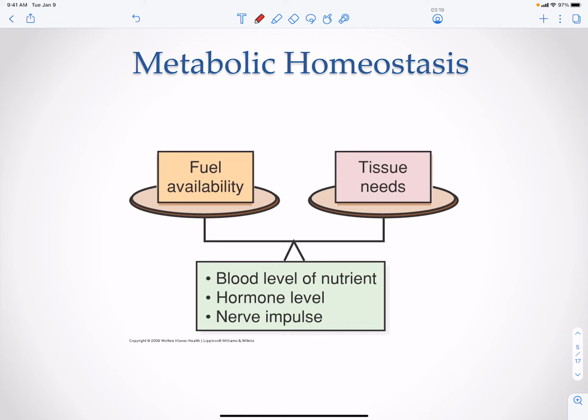Now, in our metabolic homeostasis, remember, the main thing is to maintain blood glucose levels for the function of our red blood cells and some brain cells. So insulin is going to promote storage and utilization of fuels for growth. So remember, hormone levels are important. So insulin is going to be anabolic for fuel.